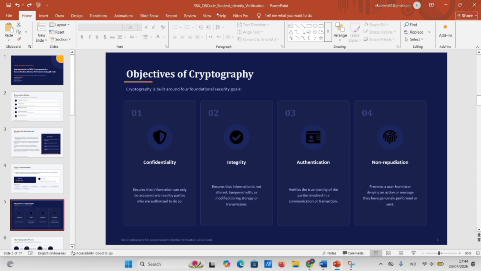1. Confidentiality ensures that information can only be accessed and read by parties who are authorized to do so. 2. Integrity ensures that information is not altered, tampered with, or modified during storage or transmission. 3. Authentication verifies the true identity of the parties involved in a communication or transaction. 4. Non-repudiation prevents a user from denying an action or message they have genuinely performed or sent.